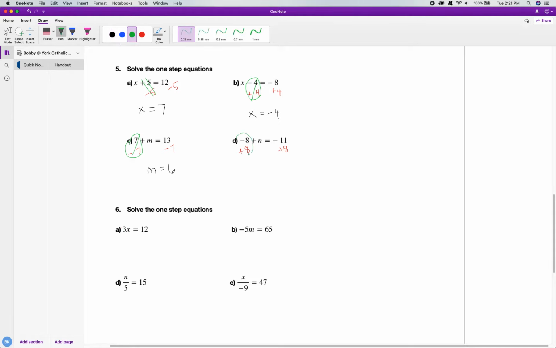So these two become 0. What's left? n. Negative 3. Okay, so that's with adding and subtracting. One-step equations for adding and subtracting.